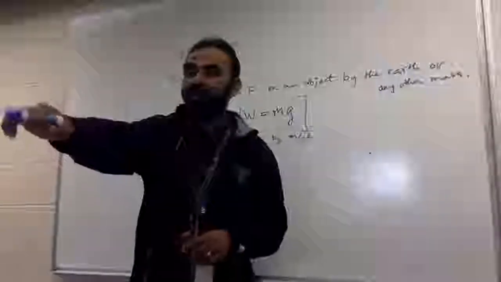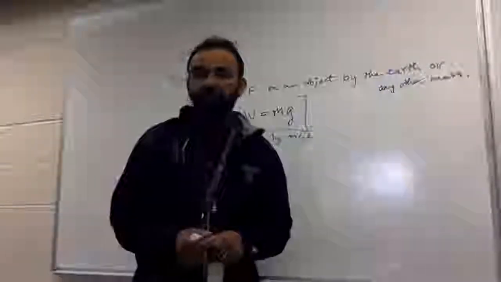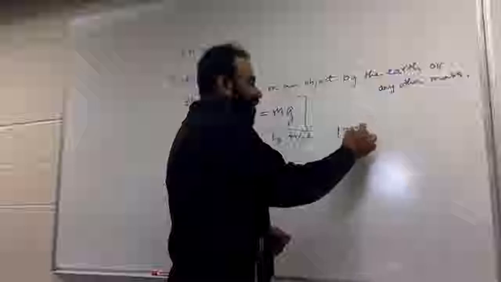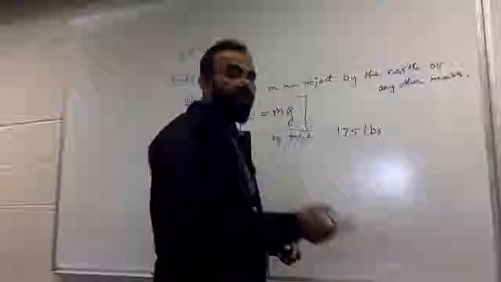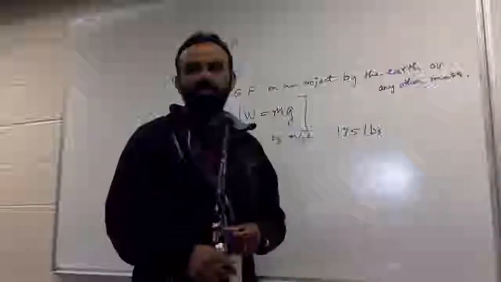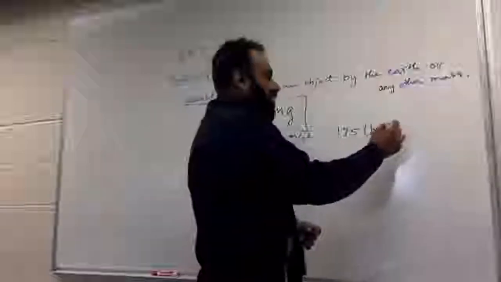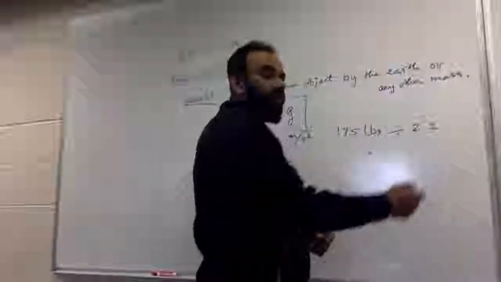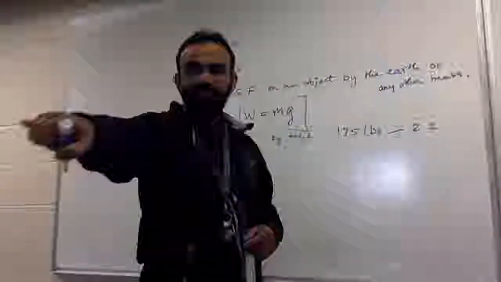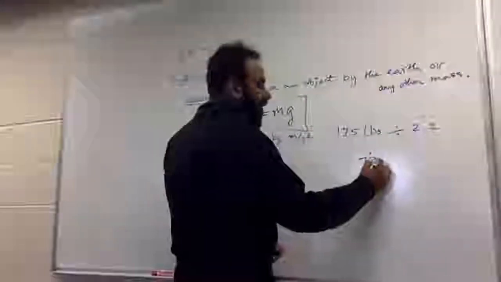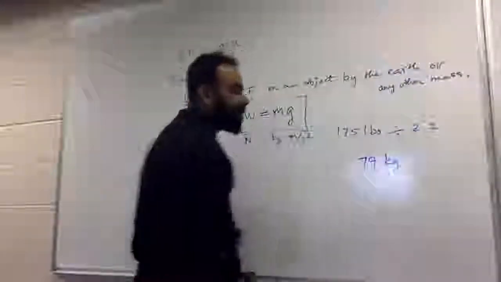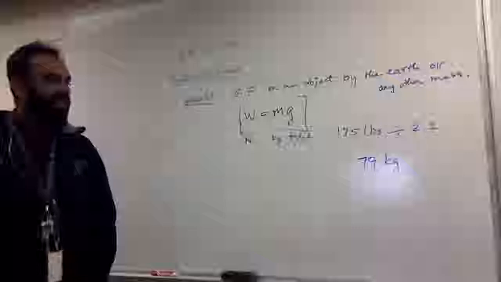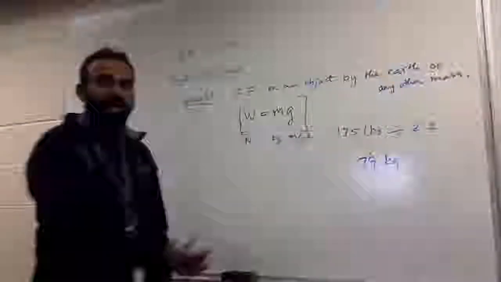So what is your pound quantity? 175. When it is 175, how do you change it to kilograms? Pound is not something we use. So divide this by 2.2, and that will get you kilograms. Can you do it? 79. 79 kilograms. When it is 79 kilograms, that's a mass.